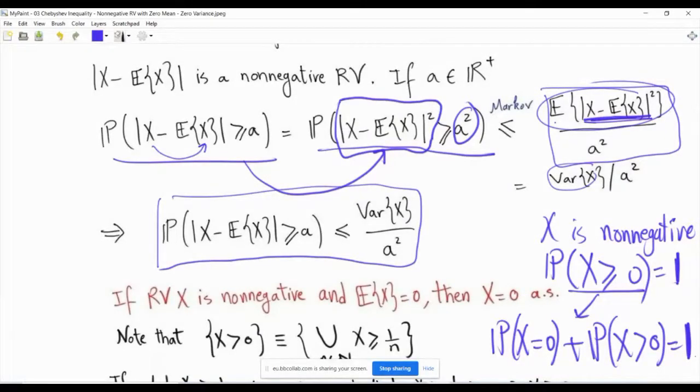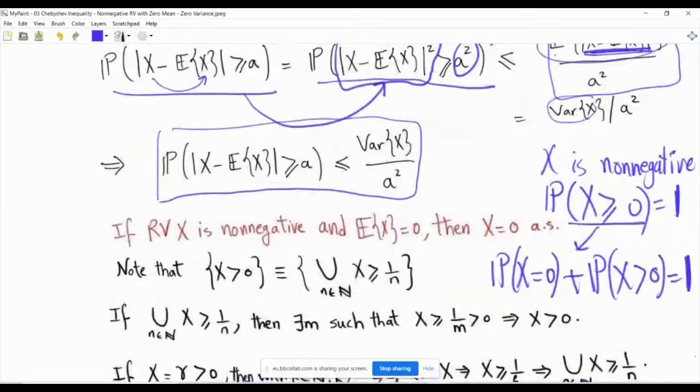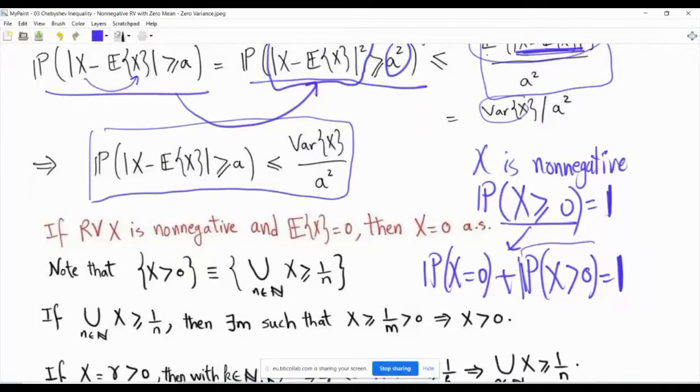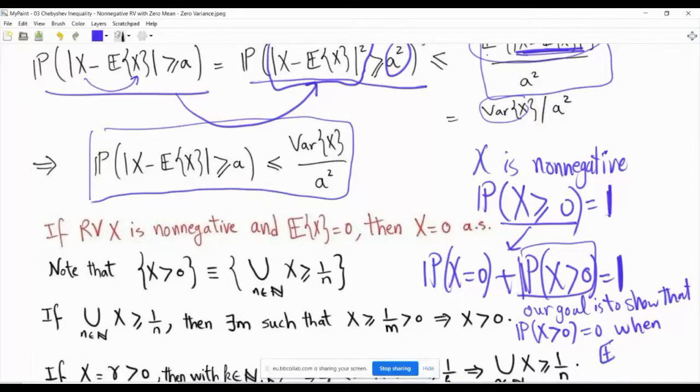Okay, so this is true for any non-negative random value. To show that x is equal to 0 almost surely, or with probability 1, our goal is to show that the probability that x is strictly greater than 0 is equal to 0 when the expected value of x is 0. Okay, so this is how we will prove this statement.